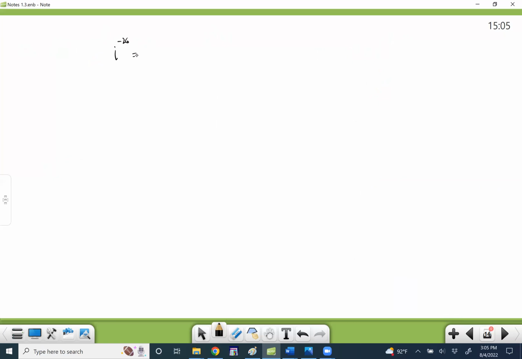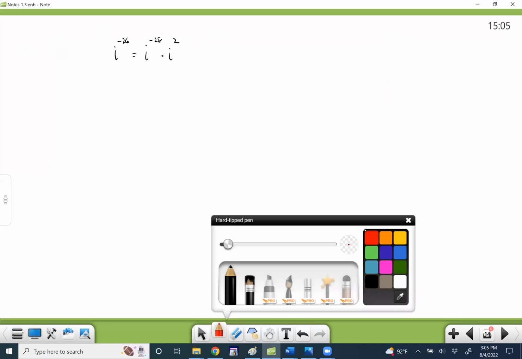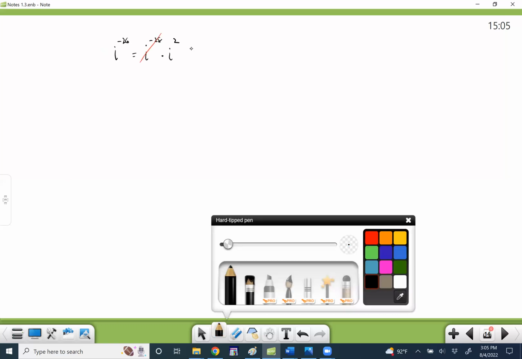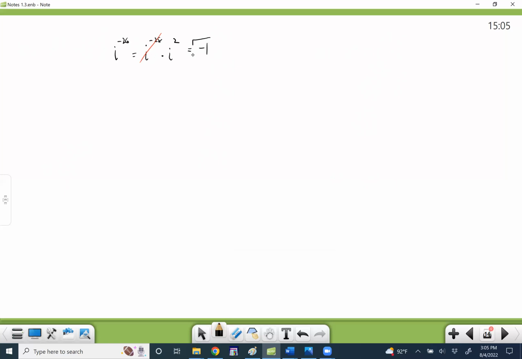So let's see, 26, that's not divisible by 4. 27, that's not divisible by 4. 28 is. Okay, so it looks like we'd have to multiply by an i to the second because that will add up to 26. And then since this is a multiple of 4, it's 4 times 7, it's gone. So the answer is i squared, and i squared is just a negative 1. So once you find that factor, that multiple of 4, cross it off, guys, it's a goner.